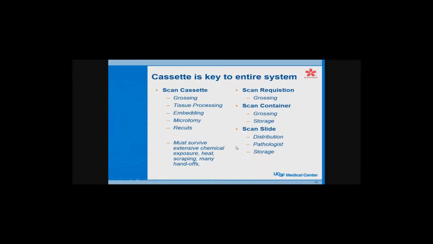And then at cutting and sectioning, when they scan the block, they get the list of slides to cut. And then at case assembly, after staining, they scan the slides and it gives you a blue check mark for every slide that you scan. And then if a non-case slide is scanned, it gives you a red pop-up. One thing that I'd like you to understand out of this is that the cassette is the key to the entire system. On the left, it shows scan cassette, and it shows where cassettes are scanned: grossing, tissue processing, embedding, microtomy, and recuts.